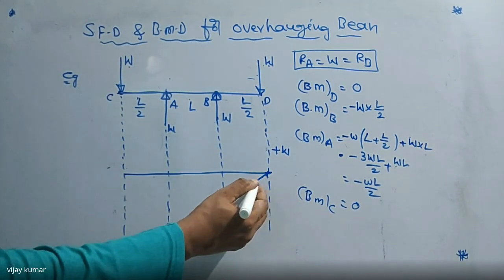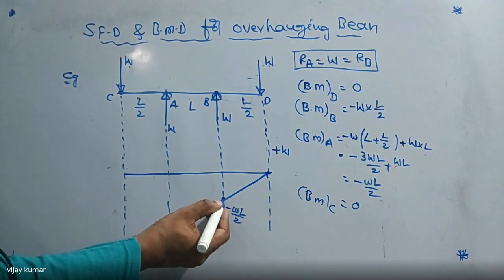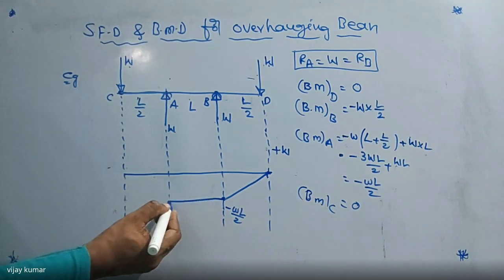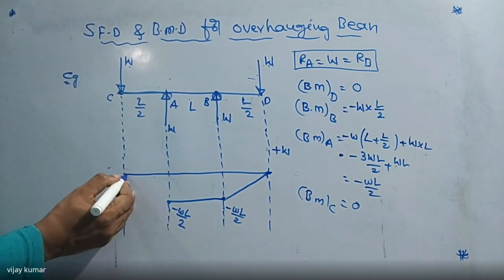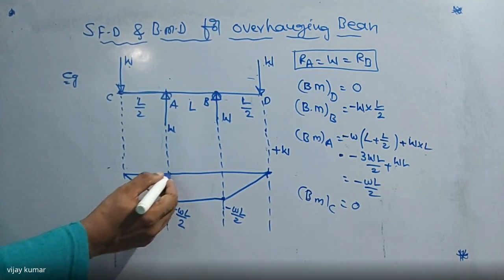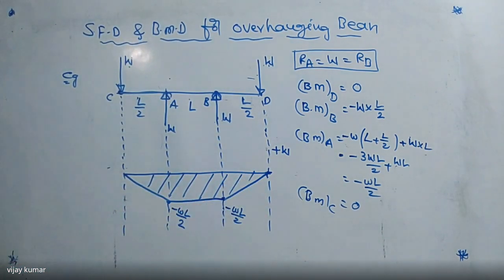But it is a triangle. Why? Because it is a point load. For a point load on any beam, the bending moment diagram is a triangle. So between A and B, bending moment is constant. So at this point it is also WL by 2 and this becomes 0 here. So this is the bending moment diagram for this overhanging beam. In this way, we can calculate bending moment at every point and draw the bending moment diagram for this overhanging beam.